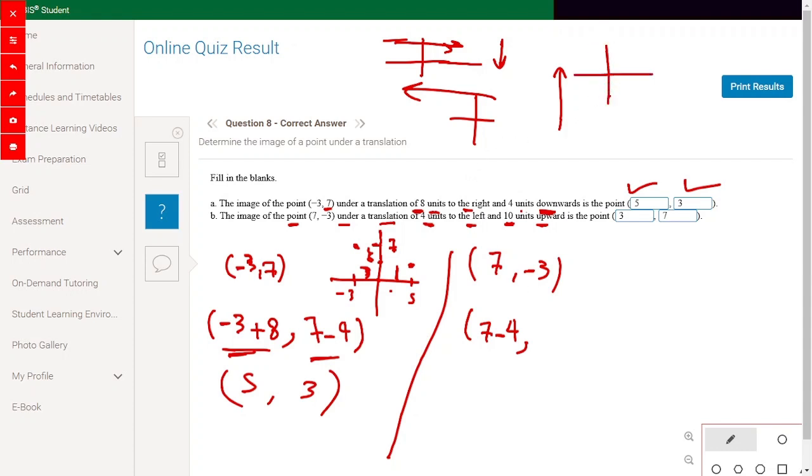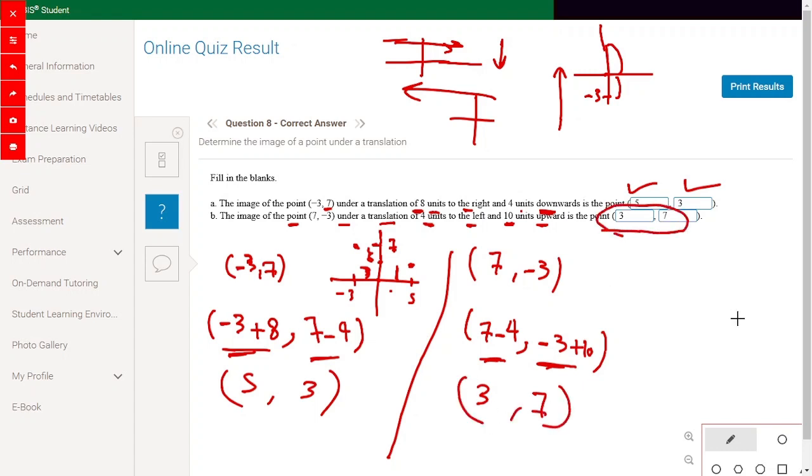So here I have minus 3, and I'm moving 10 units outwards. So from minus 3 to 0 is 3, the remaining of 10 would be 7. It would be minus 3, and outwards is plus 10. So here it will be 3, and here it will be 7. So the answer will be 3 and 7.